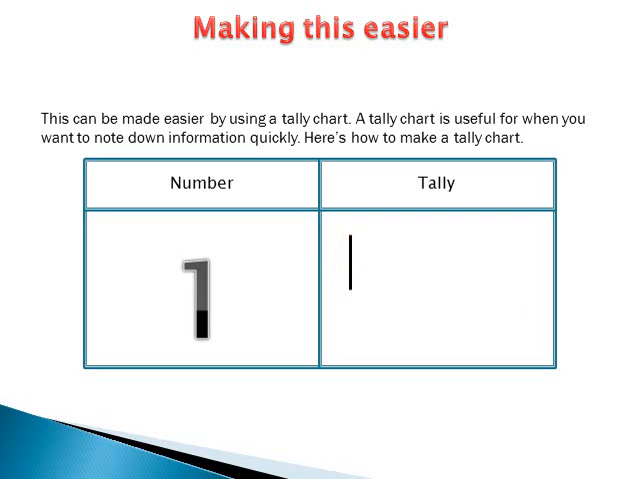It means 1. What if I have 2 yellow cars? For each car, I will put 1 dash. So this is the first dash and then the second dash. So these 2 dashes mean 2. If I have 3 yellow cars, I will put 3 dashes. 1, 2, 3. So a dash for each car or a dash for each item I'm counting. If I have 4 cars, I will put 1, 2, 3, 4 dashes or 4 tally marks. What if I have 5?